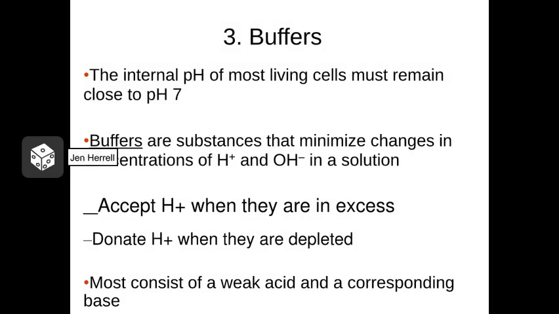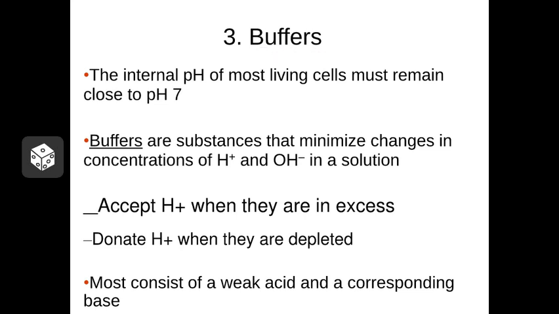The last thing we need to consider in this chapter are these things that we call buffers. Buffers are chemicals found in natural systems. We also use them in the lab. And what they do is stabilize pH. They minimize changes in hydrogen and hydroxide concentration in a solution.